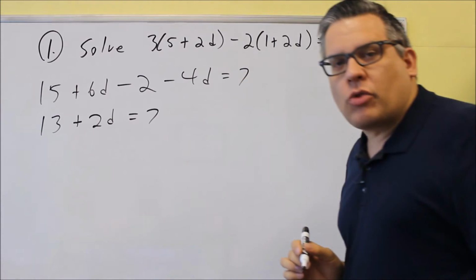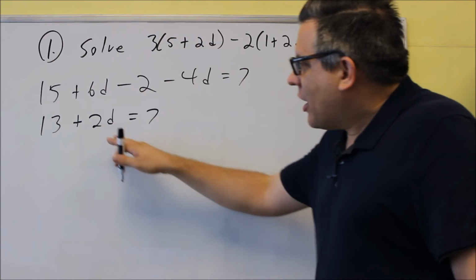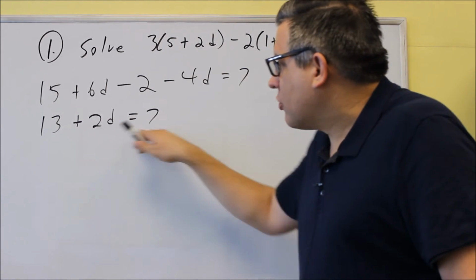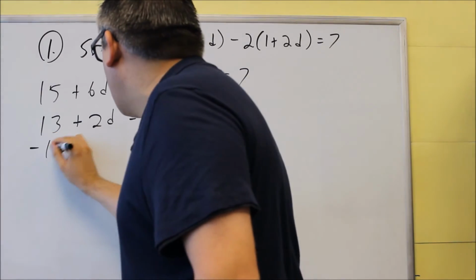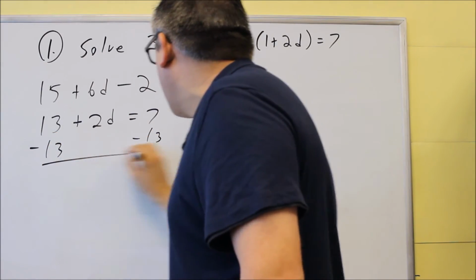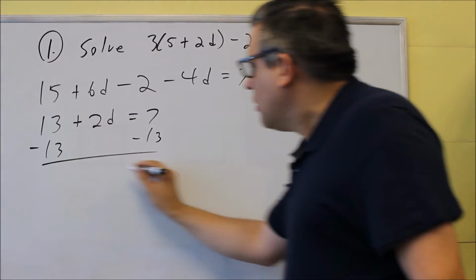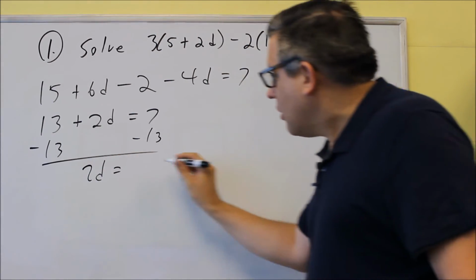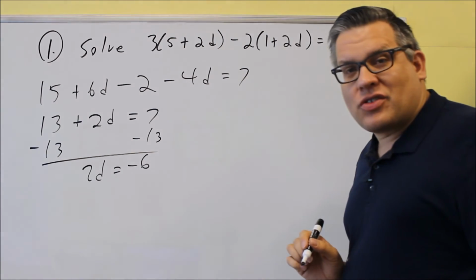We haven't done anything with the right hand side. Next, we need to leave the variable on one side, so bring the 13 over. I'm going to subtract 13 from both sides. You're left with 2d, so 2d equals 7 minus 13, and that's going to give you negative 6.